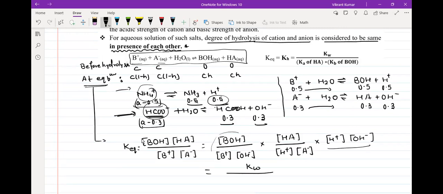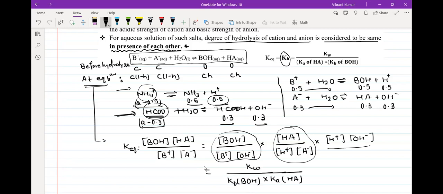If you see this term, this is the inverse of Kb of BOH, because Kb of BOH will be B plus into OH minus by BOH. So this is nothing but Kb of BOH in the denominator. And similarly, this is the inverse of Ka of HA, and that's why it is equal to Ka of HA in the denominator. And that's why Kh of this reaction will be this much.